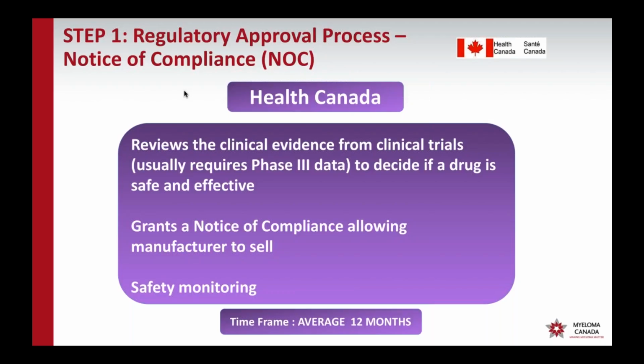So that whole process, from the time the manufacturer submits their dossier to Health Canada to when Health Canada issues a notice of compliance, can take about, on average, 12 months. Cancer drugs are usually fairly close to that because they do review them quite quickly, and Health Canada has to report back their metrics in terms of the review, so you know approximately how long that would take. So now Health Canada has approved the drug. They reviewed all the clinical data, and now the manufacturer can sell it on the Canadian market.